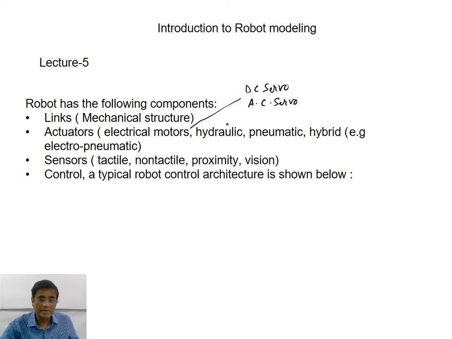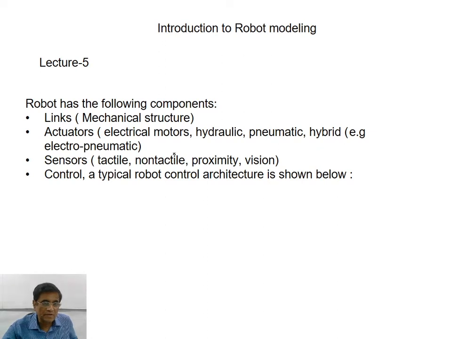And for heavy duty robots, for example, robots deployed in construction, the actuators could be hydraulic in nature, so they can carry a heavy load. There are other types of actuators, pneumatic actuators. They are operated by air. And sometimes hybrid actuators, that is electro-pneumatic, electro-hydraulic type of actuators, are used.